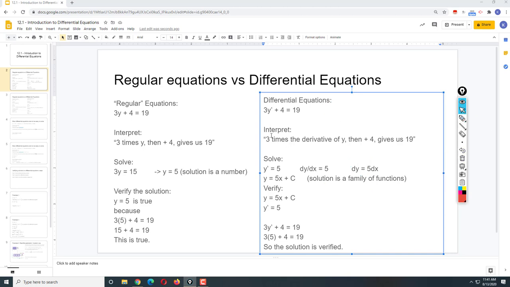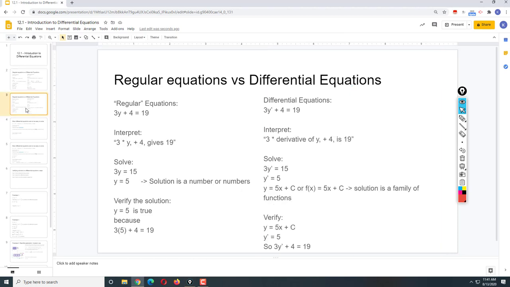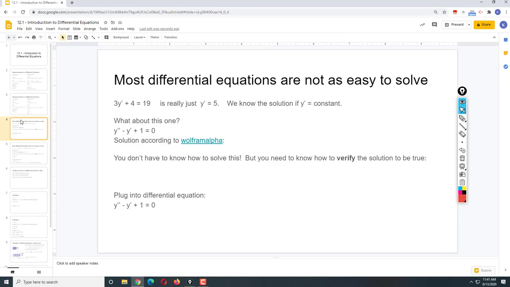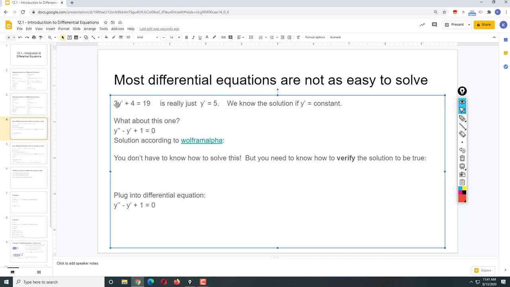Now, not every differential equation is easy to solve. In fact, a lot of differential equations are not even solvable. Like, the one we saw is really just y prime equals 5. Anytime y prime equals a constant, it's easy to solve. We know how to solve it because we know what the solution should look like. We can integrate both sides. But most of the time, differential equations are hard to solve. If you're an engineering major, you'll probably have to take a class or two just on solving different types of differential equations.